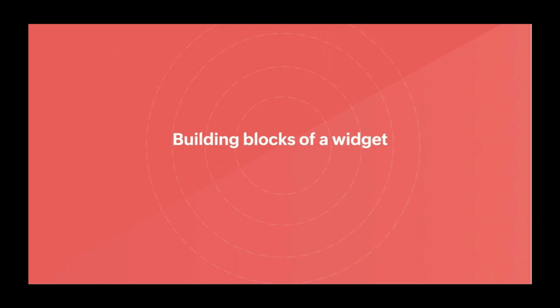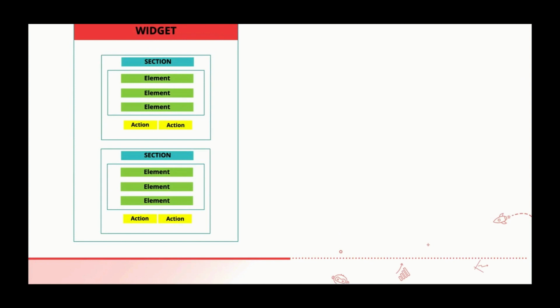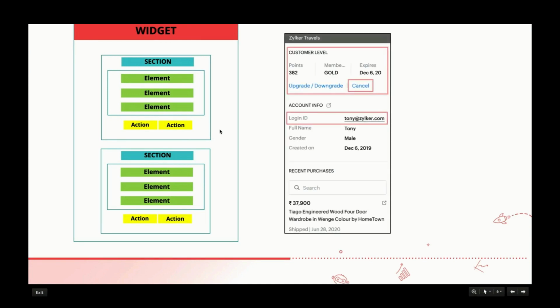So now that we know what widgets in Zoho SalesIQ are and what they're actually for, we will look at what these widgets are made of, that is, the building blocks of these widgets. Basically, a widget is a collection of something called sections, and each of these sections has multiple elements and corresponding actions. So it's exactly like how you see in this particular diagram. Inside a widget, you have a collection of sections, and inside each section, you have a bunch of elements and also a few actions that you can perform.